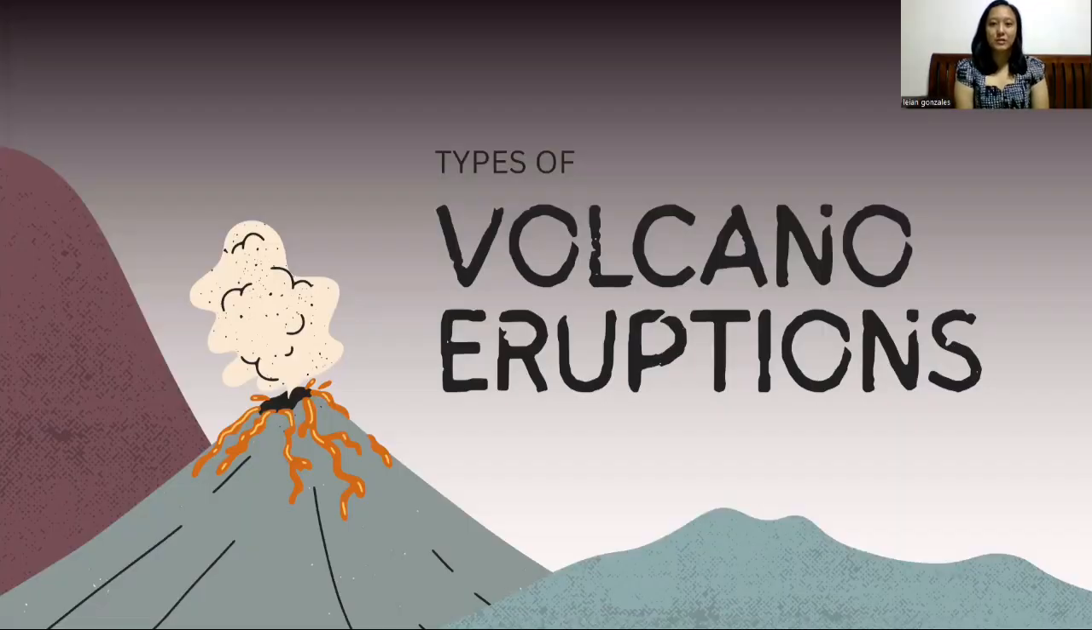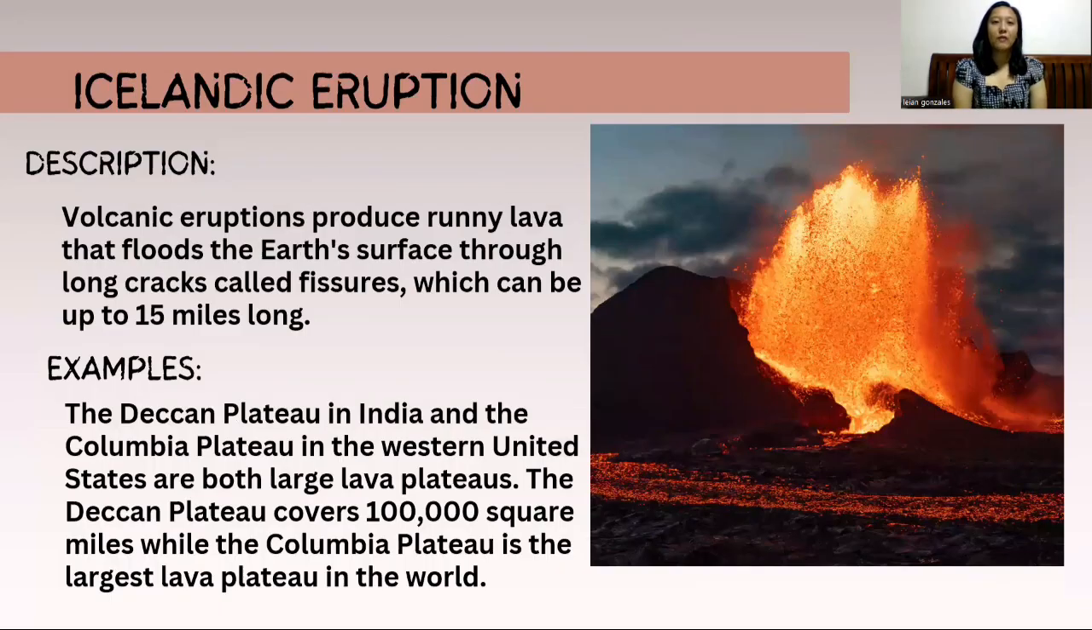Let's discuss the types of volcano eruptions. First, we have the Icelandic eruption. It is a volcanic eruption produced by runny lava that floods the Earth's surface through long cracks called fissures, which can be up to 15 miles long. The best examples of it are the Deccan Plateau in India and the Columbia Plateau in the western United States, which are both large plateaus. The Deccan Plateau covers 100,000 square miles, while the Columbia Plateau is the largest lava plateau in the world.